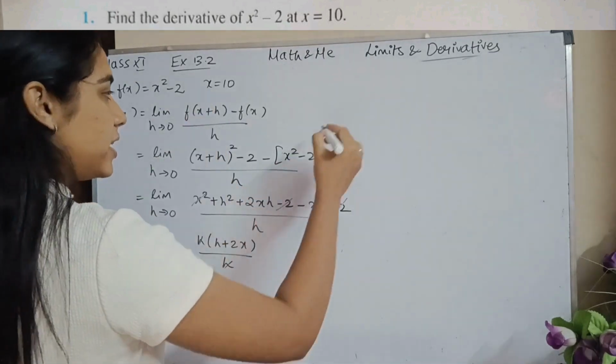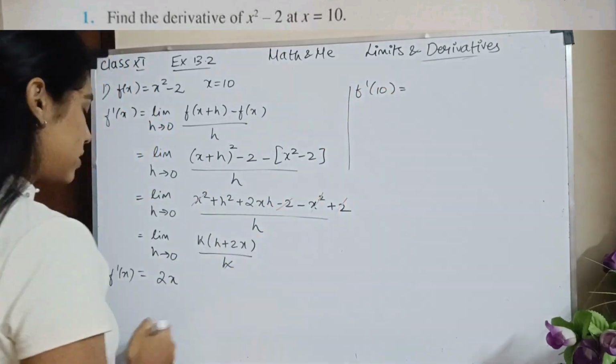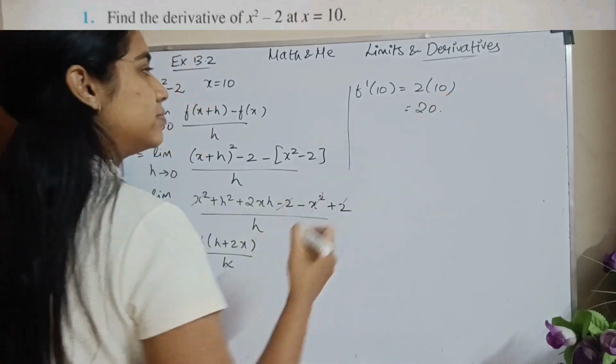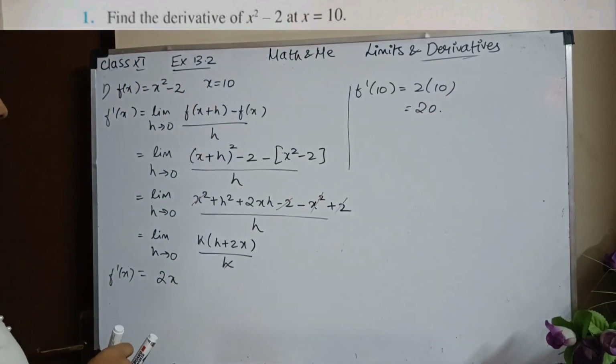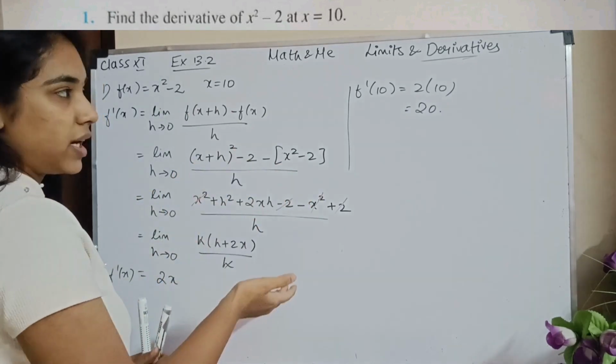What are they asking for? Find the derivative at x is equal to 10. So f dash of 10, substitute the value of 10 here. So I have 2 times 10, which is 20. In that direct value, x is equal to 10, you can also substitute 10 plus h square and do it like this.